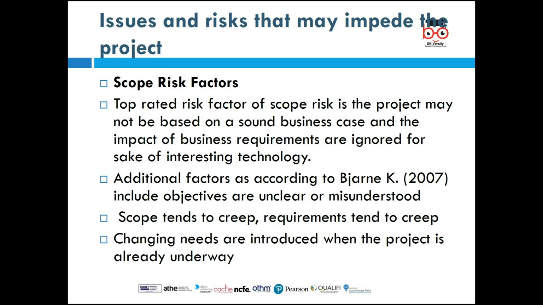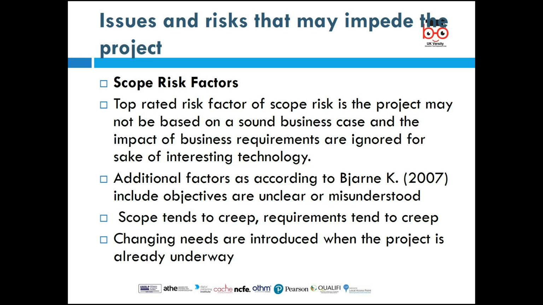For instance, if you are building a house which is 2 stories, and then along the line you are asked to make it 4 stories, it means that it's going to cause the project to creep, because the foundations of the building were meant for 2 stories. So if you are asked to change it into 4 stories, it means that we have to change the very foundation of the building. So those are all scope risk factors.